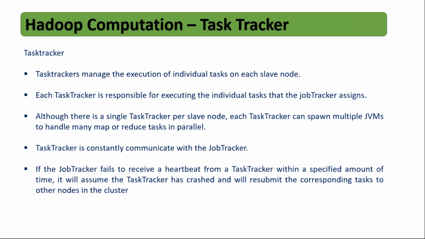Task tracker. Task trackers manage the execution of individual tasks on each slave node. Each task tracker is responsible for executing the individual tasks that the job tracker assigns. Here, you can have multiple task trackers based on the number of data nodes. Job tracker sits in the name node. Task tracker sits in the data node.